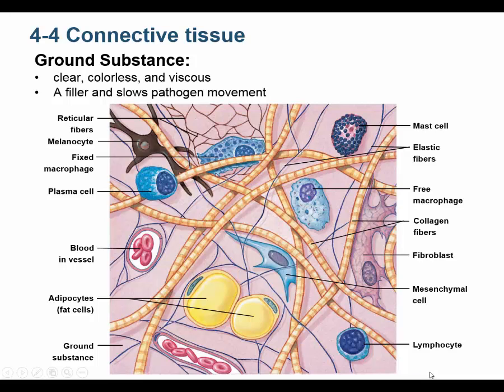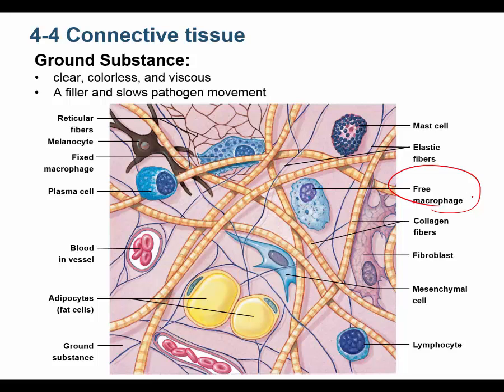This is areolar connective tissue. It's a great one to look at because it's like a collage. It's your quintessential connective tissue. It has collagen, it has elastin, it has reticulin, it has fibroblasts, it has other white blood cells and macrophages. It's just a quintessential connective tissue.